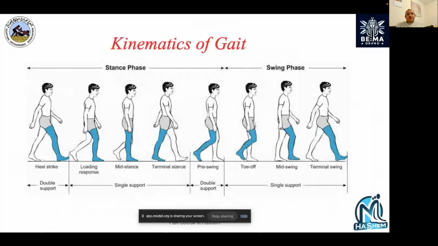If we come to speak about the kinematics of the gait, so when we speak about kinematics, we speak about the movement. We don't speak about the forces causing this movement. So all of us understand that the stance phase is the longer phase, about 60% of the gait. Swing phase about 40%.